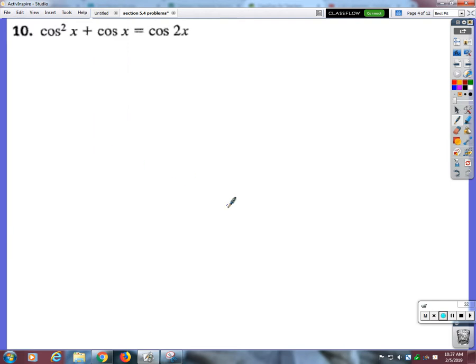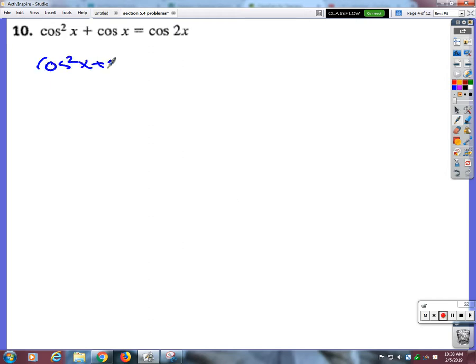All right. So we've got to change that cosine 2x into something, right? Yeah, I think so. Is that what it was, Shelby? 2 cosine squared x minus 1? Okay, yeah, so you're right.